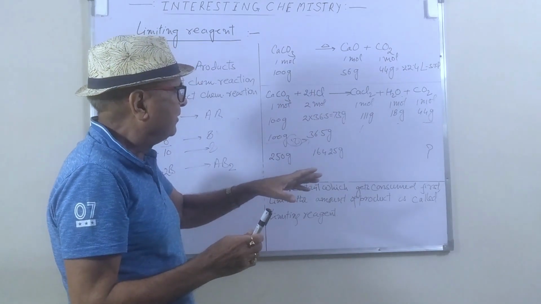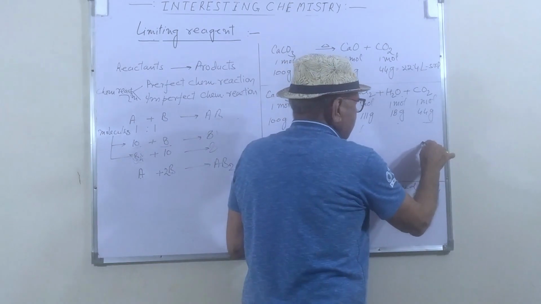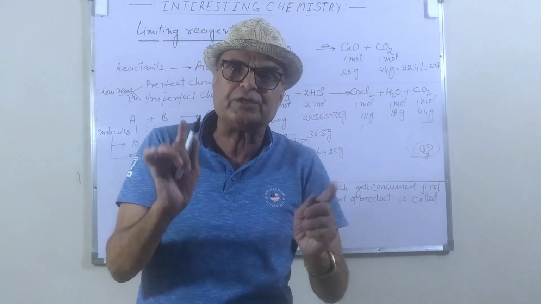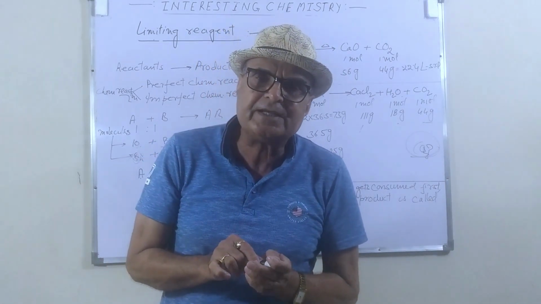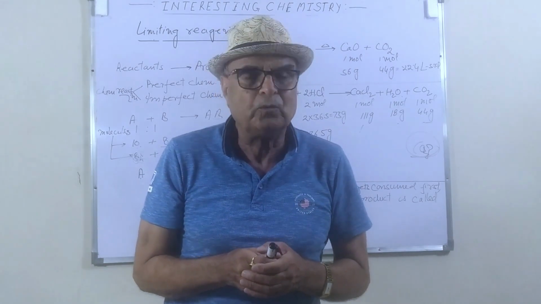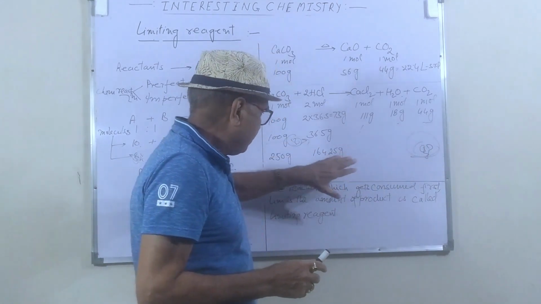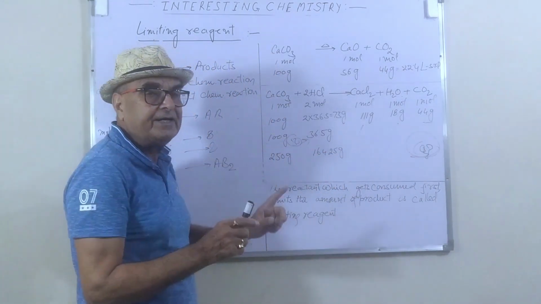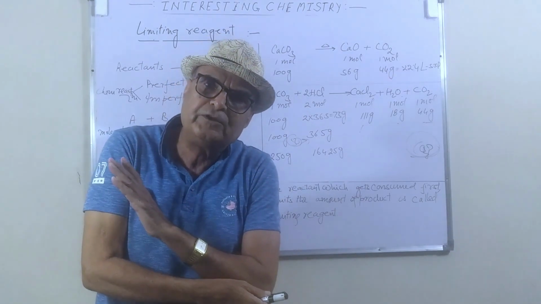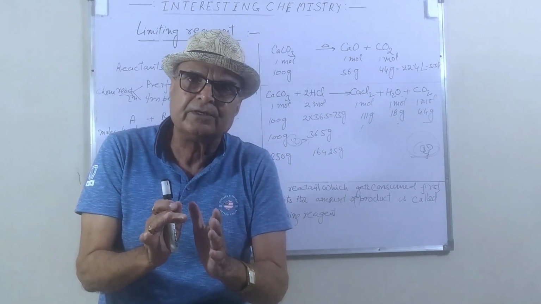And second, how much CO2 will be formed? You have to answer two things: one is the limiting reagent, and the second is the amount of CO2. What amount of CO2 will be formed from here? So again, I am telling you how you will decide the limiting reagent.